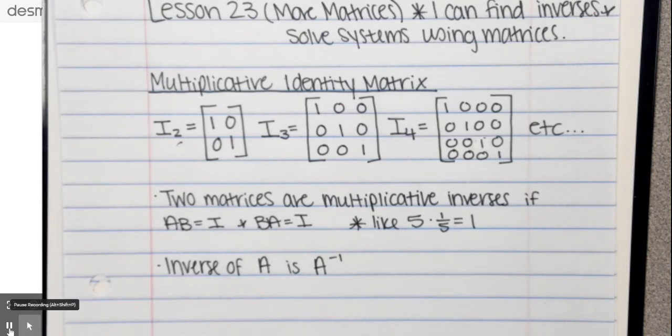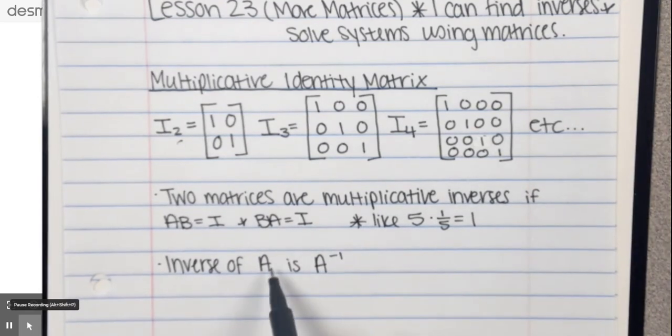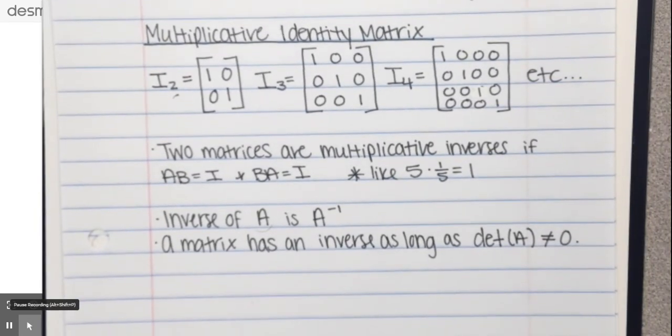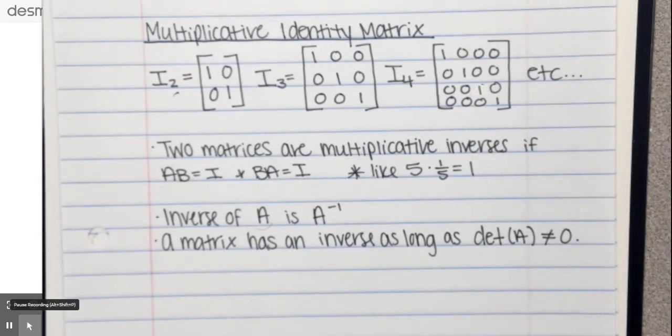When we're talking about the inverse of a matrix, we say it like this. So this is the matrix A. The inverse of matrix A is A to the negative first power. That represents inverse. And a matrix has an inverse as long as its determinant is not equal to 0. So if you take the determinant of a matrix, and we did that in the calculator yesterday, as long as it's something other than 0, that matrix has an inverse.